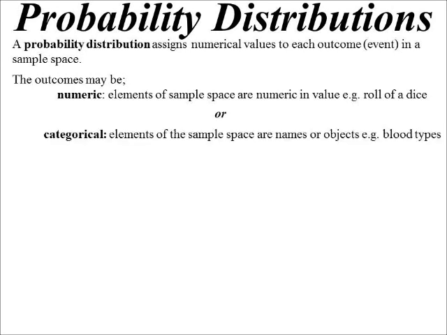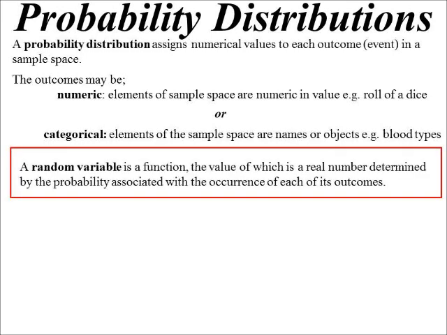But we also have what's called categorical ones. So the elements aren't actually numeric, but they could be a description, it could be a word. So the example I've given there are blood types. You have, what do you have, A positive, O, all those sorts of things. So they're not actually numerical values. So a random variable is actually a function. Okay? And the value of that is determined by the probability.